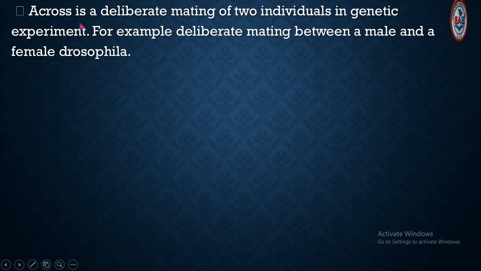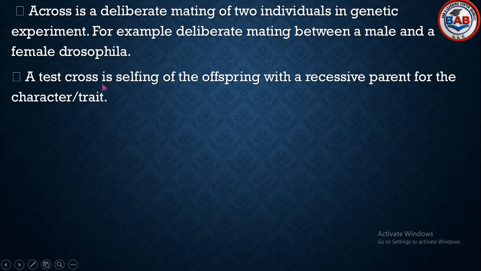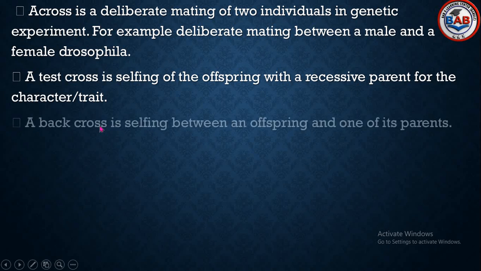A cross is a deliberate mating of two individuals in a genetic experiment. For example, deliberate mating between a male and a female Drosophila. A test cross is crossing of the offspring with a recessive parent for the character or trait. A back cross is a cross between an offspring and one of its parents.